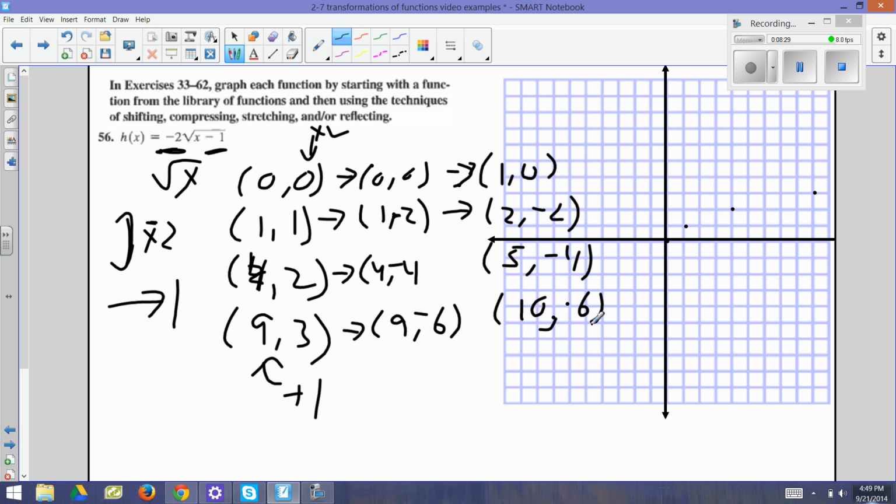Change it to red. So I have a point at (1, 0), a point at (2, -2), (3, 4), (5, -4), and (10, -6). So it looks something like this right here.